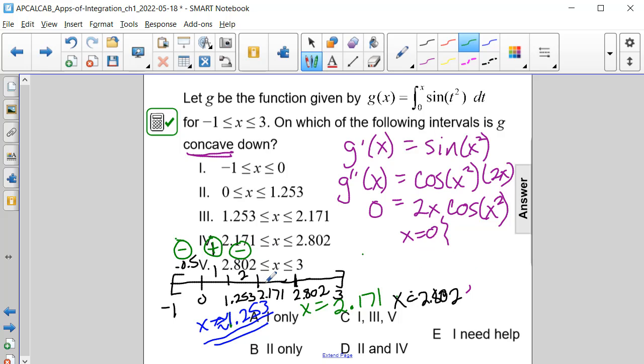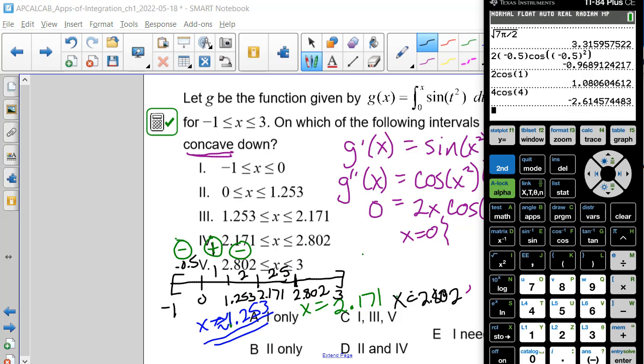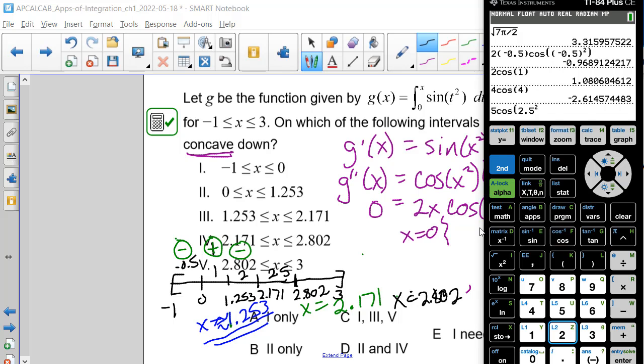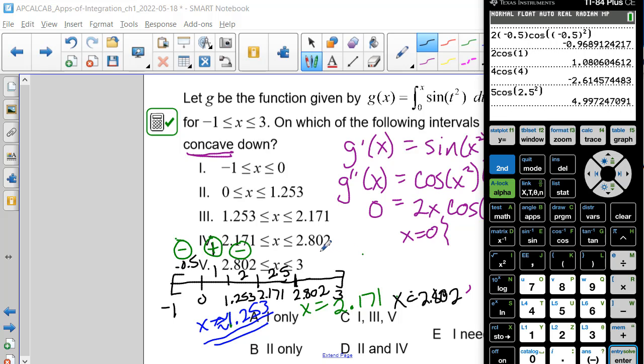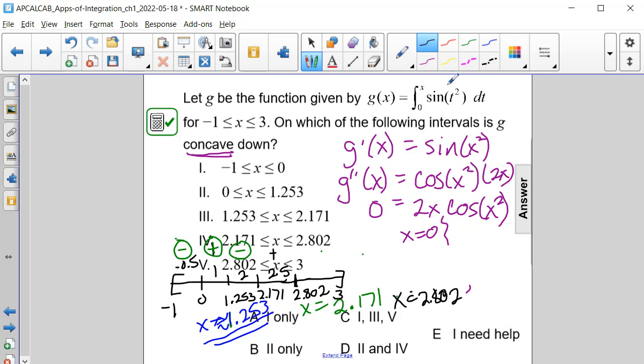Okay, now we've got to pick something between 2 and 171 thousandths and 2 and 802 thousandths. Let's pick, say, 2.5. That's right in between there. So 2 times 2.5 will be 5. So we have 5 times the cosine of 2.5 squared. And when we evaluate that, we have a positive value. So we have concave up right here.